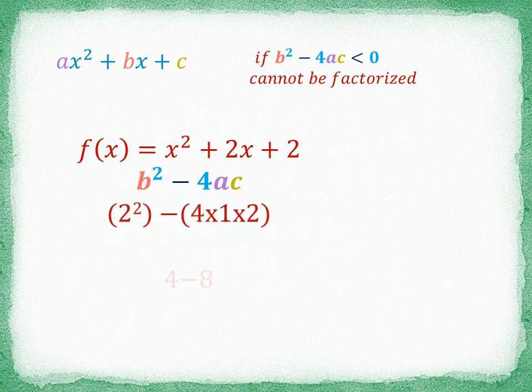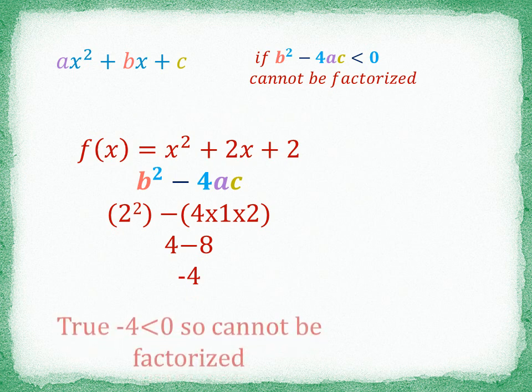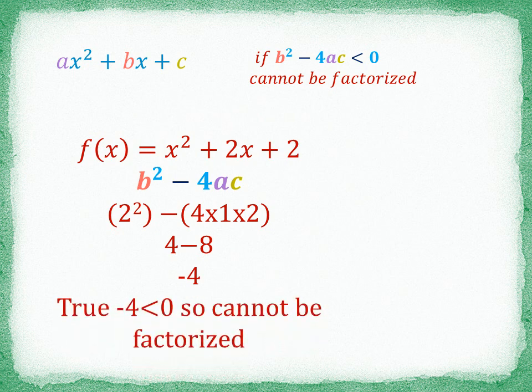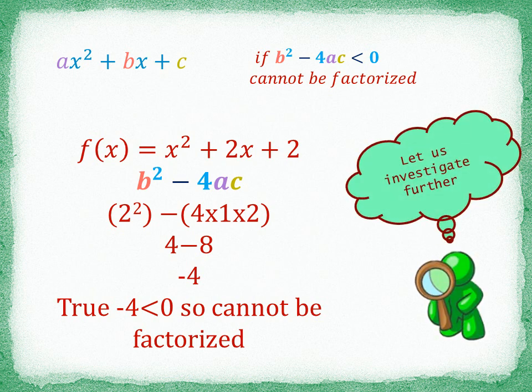Let's take x squared plus 2x plus 2 as an example. B squared minus 4ac is 2 squared minus 4 times 1 times 2, which is equal to minus 4. Minus 4 is less than 0. So, x squared plus 2x plus 2 cannot be factorized. Okay, if you don't believe me, we'll investigate further.